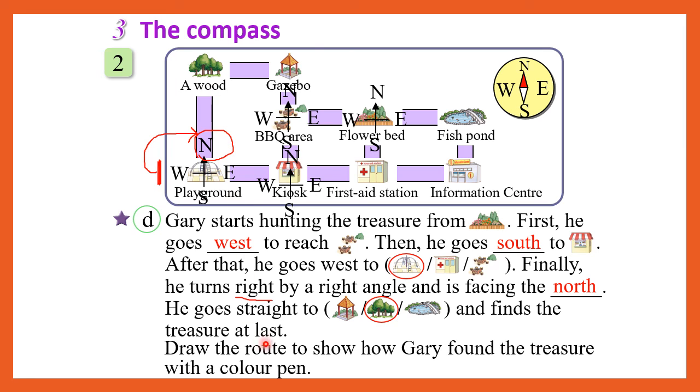Okay, so after that, if the question asks you to draw the route to show the direction, with your color pen, it should be from the flower bed to the BBQ area, and then go to the kiosk, go to the playground, and finally go to the route.